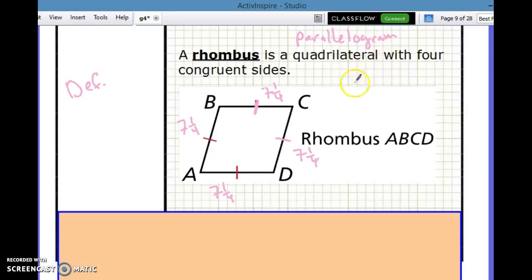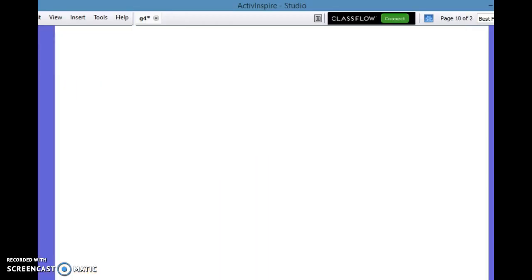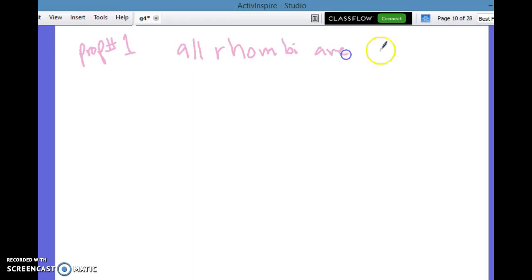Now, the special properties of a rhombus are a little bit more in-depth and a little bit more angle-based than what we looked at with the rectangle in the last video. So let's see if we can write them out. So property number one for a rhombus is the following. All rhombuses, or rhombi, I think it's, are parallelograms.